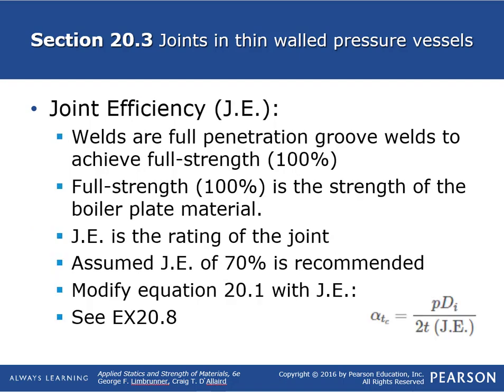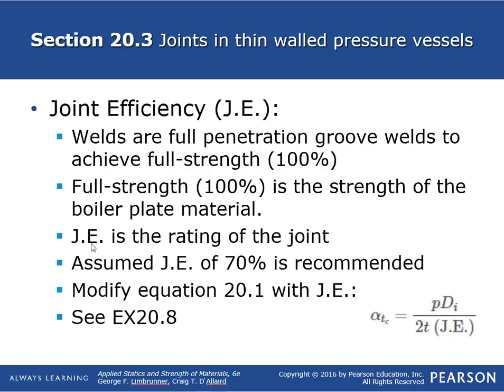Let's talk about a term called joint efficiency. Welds are full penetration groove welds. The reason they use groove welds is that by the time you're done with a full penetration groove weld, you're going to achieve full strength. We designate full strength as 100%. The meaning of full strength is that 100% is the strength of the boiler plate material, in which case the presence of the joint does not weaken the pressure vessel at all.